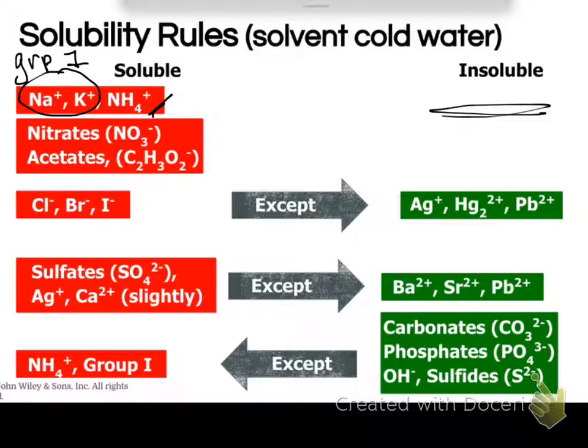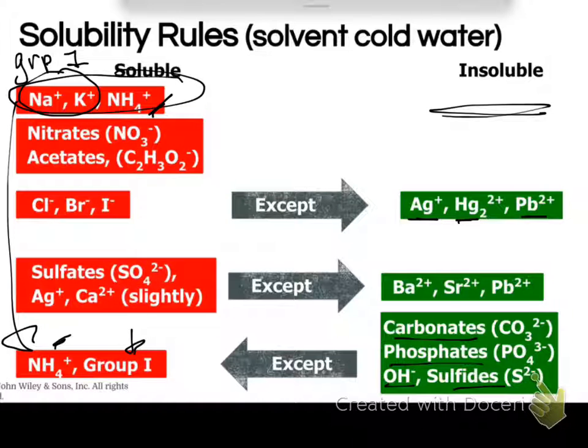Nitrates and acetates work the same way. Chlorine, bromine, and iodine are usually soluble, so they're usually dissolved, except for when I pair them with any one of these three items over here. Okay, now down here at the bottom, carbonates are usually a solid, phosphates, hydroxides, and sulfides. Usually all solids, except when paired with anything in group 1, because we said at the top group 1 is always soluble, and ammonium right here. So basically we're saying these things are usually insoluble, except when they're paired with things that are always going to dissolve.